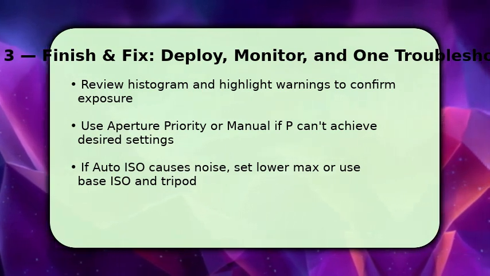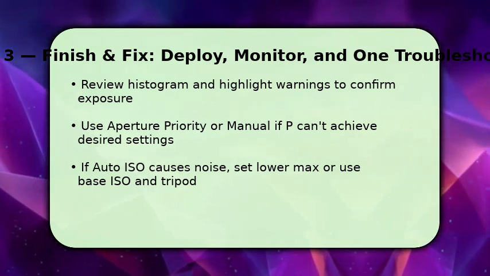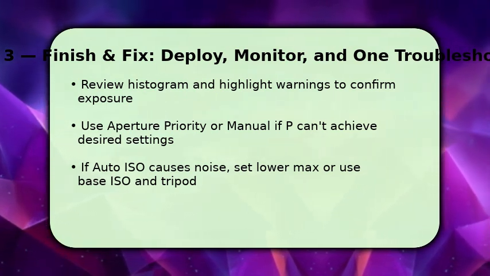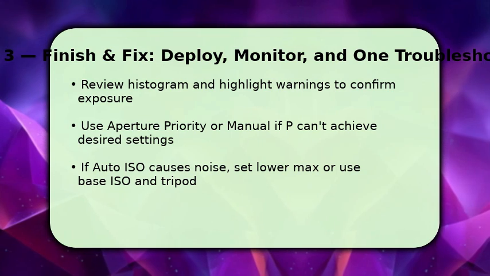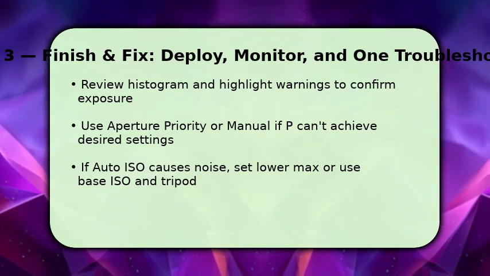If images show excessive noise, reduce auto ISO maximum or return to base ISO and use a tripod or added light. If exposure still fluctuates, make sure metering mode suits the scene, spot, center-weighted, or evaluative, and adjust accordingly.